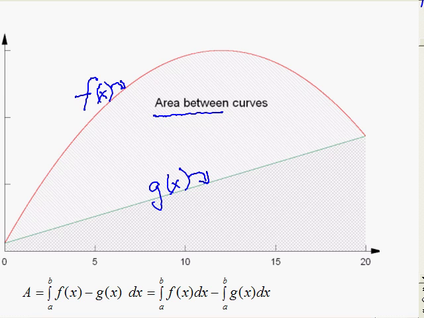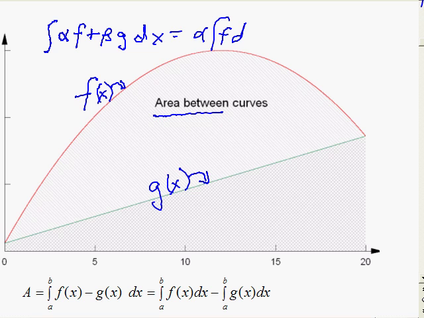To do this, we take advantage of the linearity of the integral operator. Let's recall what that is. If I take the integral of two functions f and g, and I multiply f by some number alpha, and I multiply g by a number beta, then the integral of alpha f plus beta g dx is equivalent to alpha times the integral of f plus beta times the integral of g.